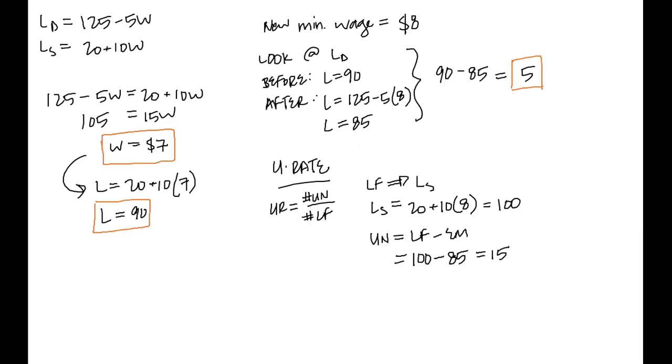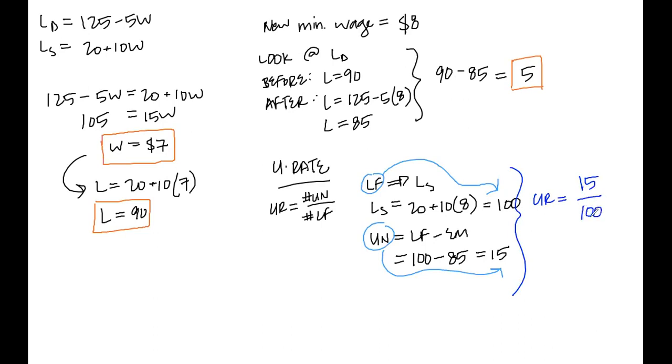And now, since we have the amount in the labor force, which is 100, and the amount unemployed, which is 15, we can solve for our unemployment rate, which is going to be 15, the number of unemployed, over 100, the amount in the labor force. So our unemployment rate becomes 15%. And that is all we need to do for this problem.